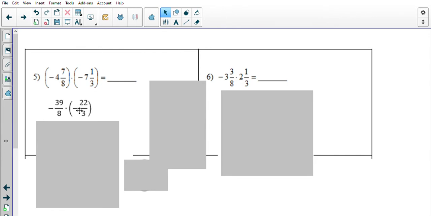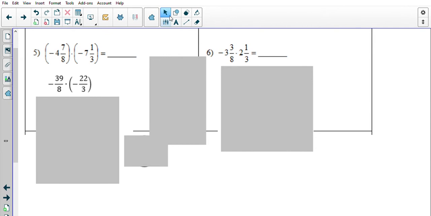Now, we definitely want to cross reduce here as well. There's not a lot of cross reducing to do, but if we look at our diagonal terms, we've got 39 and 3, which both divide by 3, and 22 and 8 both divide by 2. They don't divide by 8. Obviously, 8 divides by 8, but 8 doesn't go evenly into 22, but I can still divide them both by 2, so I can reduce something. So let's go ahead and do that.